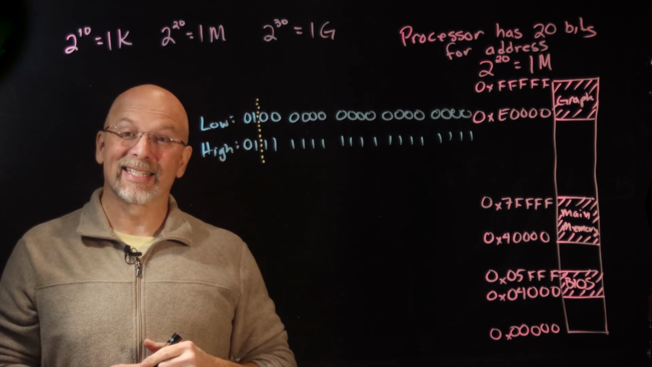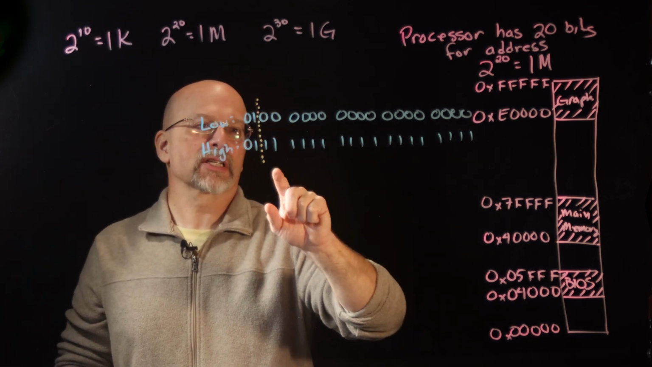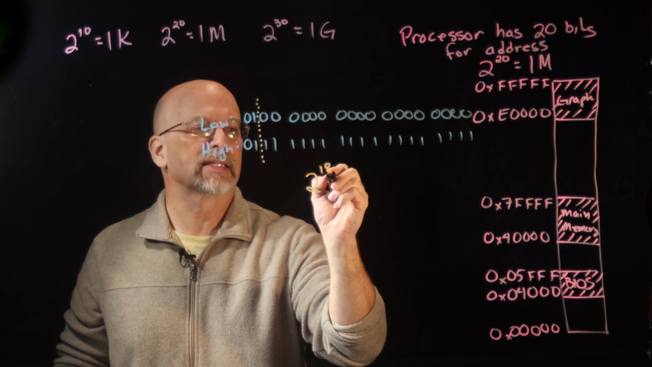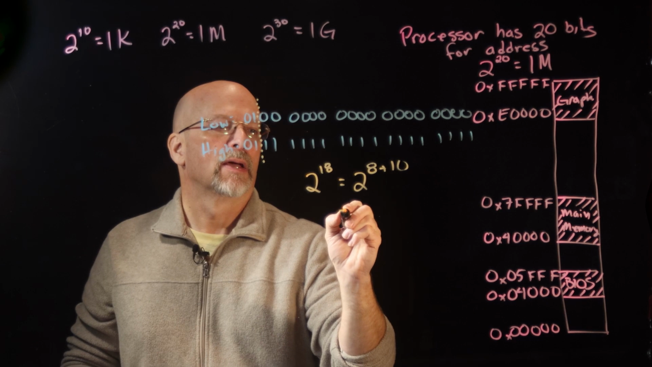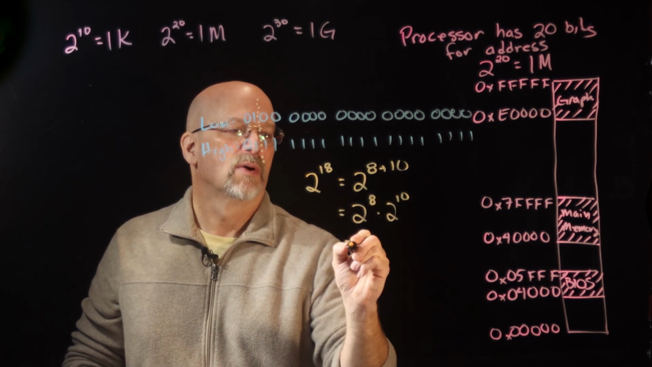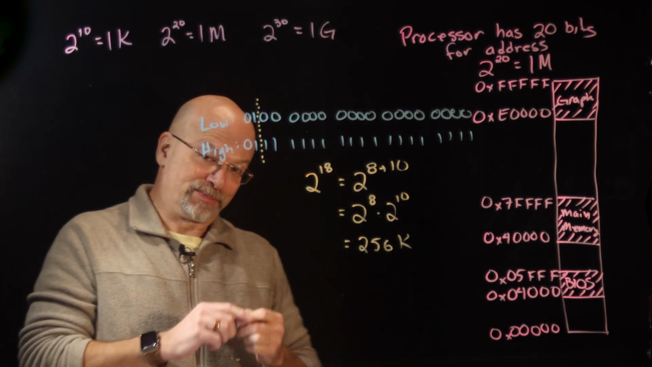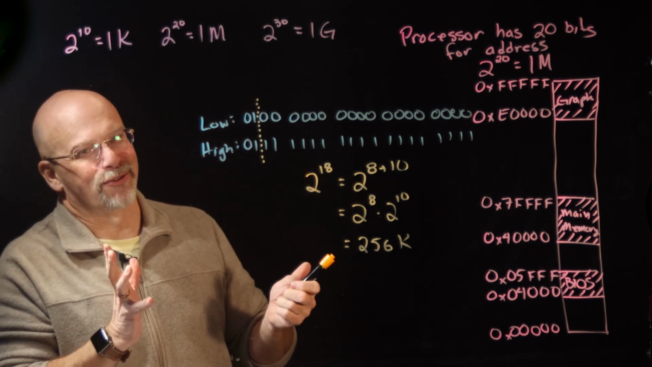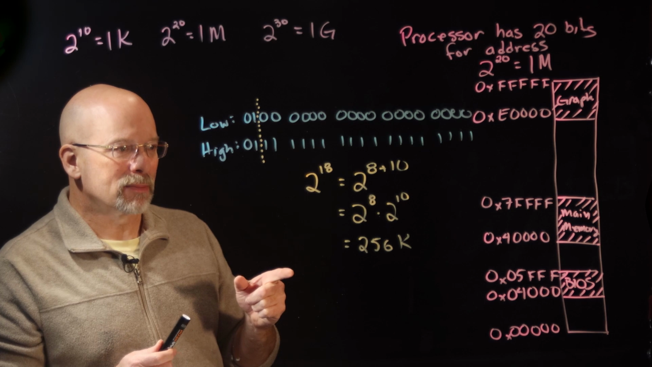Wow, so what's the size of our memory? Well, we've got 4, 8, 12, 16, 17, 18 bits. So that's 2 to the 18th, which is equal to 2 to the 8th plus 10, which is equal to 2 to the 8th times 2 to the 10, which is 256K. All right. Now, once again, we are working with some small addresses here, just so I can fit them on the board.